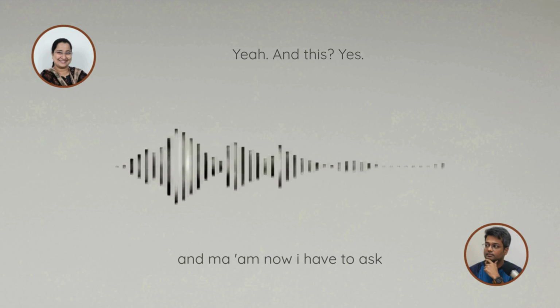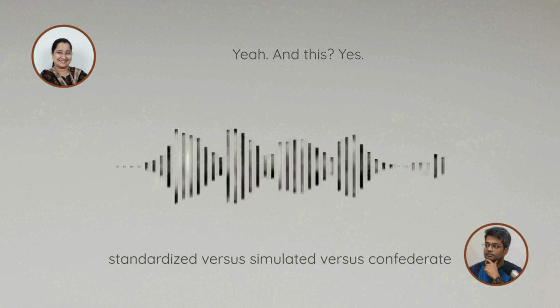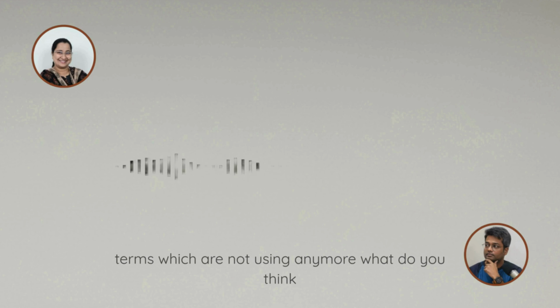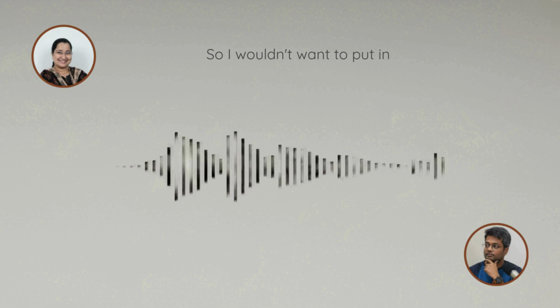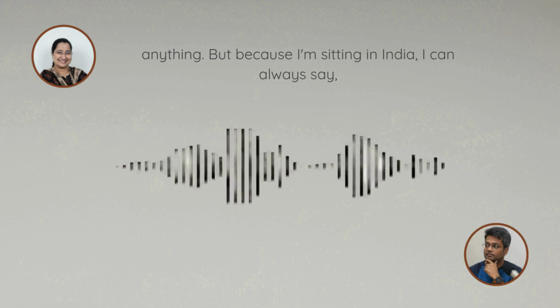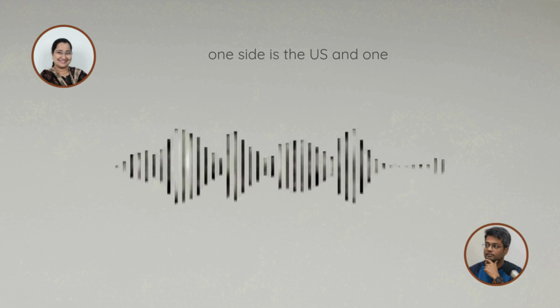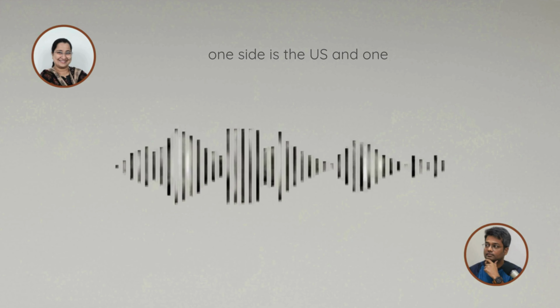Yeah. And ma'am, now I have to ask: standardized versus simulated versus confederate, terms which you're not using anymore. What do you think? So I wouldn't want to put in anything, but because I'm sitting in India, I can always say one side is the US and one side is Australia.